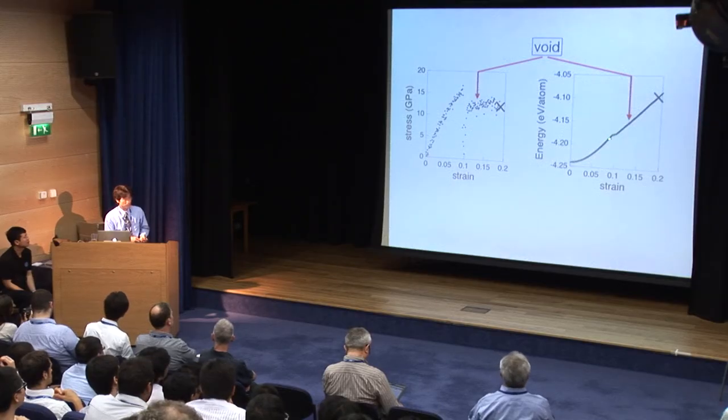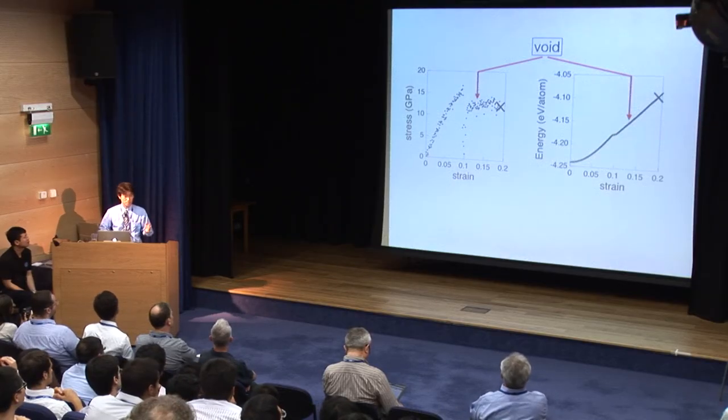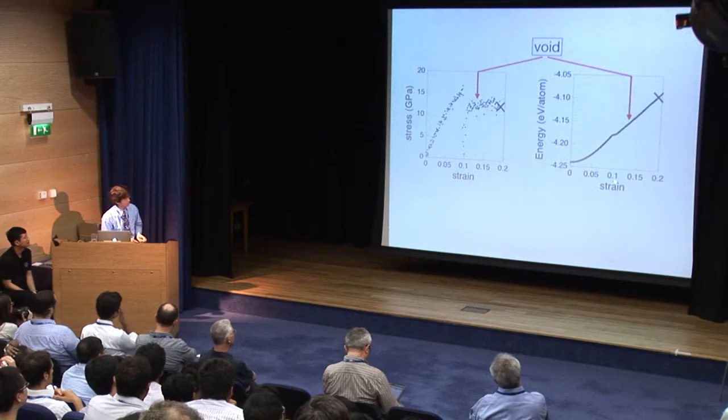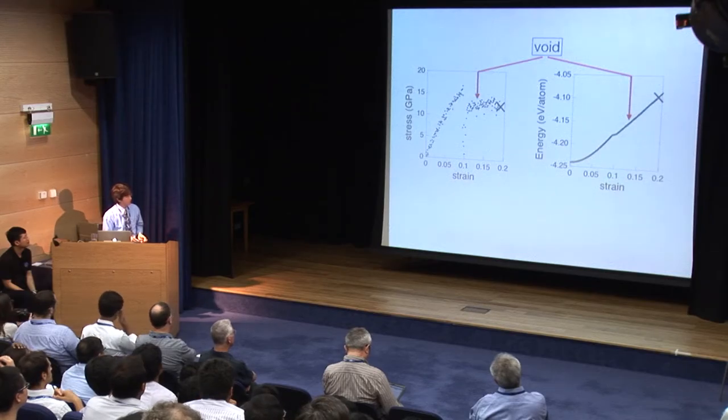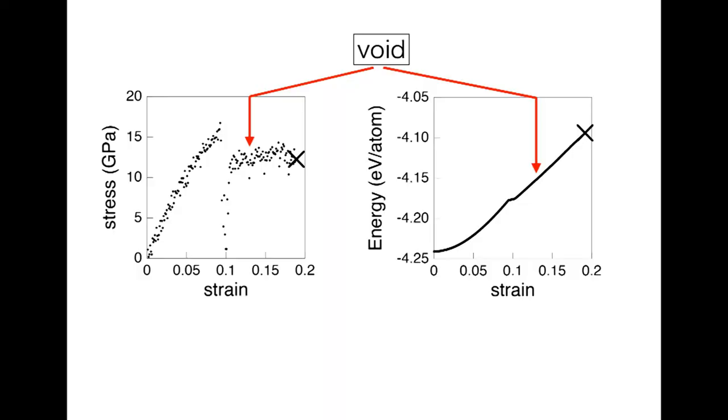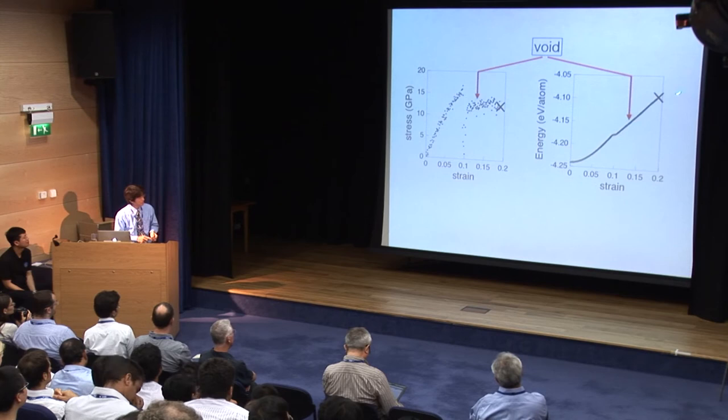In the elastic region, the potential curve draws a parabolic curve. And this is a yield point. And if stress is constant, the energy profile is proportional to the strain. Generation of void is here, and we can see the void was generated between yield point and fracture.